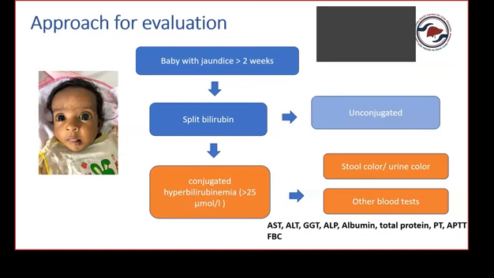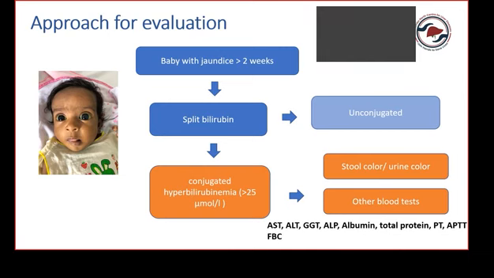That means you need to have fractions of bilirubin or the direct bilirubin value. So you would request total bilirubin and conjugated bilirubin. So in clinical practice, sometimes we have seen that only total bilirubin is being requested on this kind of occasion, but please do remember to request split bilirubin in case of a prolonged jaundice. So now you know the simple definition of conjugated hyperbilirubinemia.